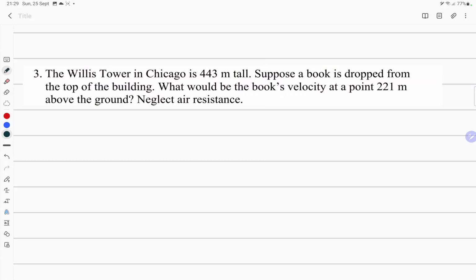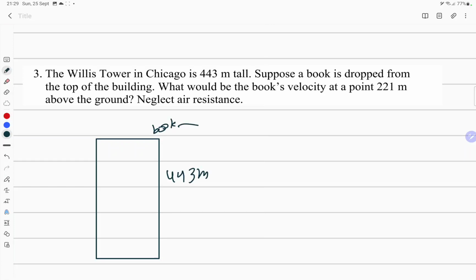The Willis Tower in Chicago is 443 meters tall. Suppose a book is dropped from the top of the building. What would be the book's velocity at a point 221 meters above the ground? This is given. So delta y is negative because it's going downward.